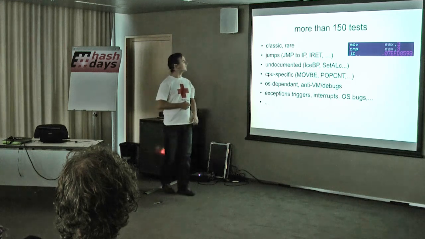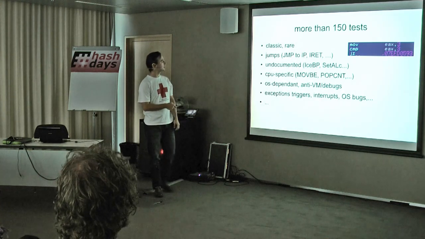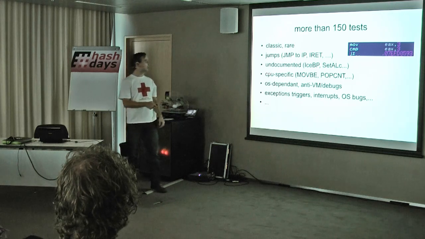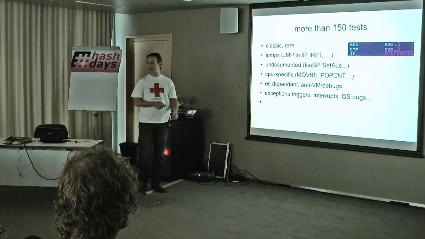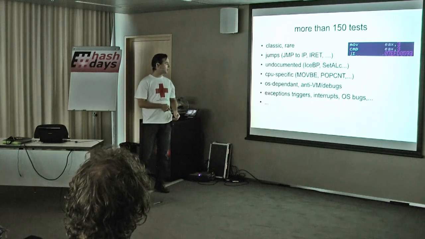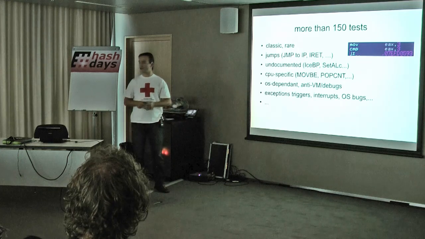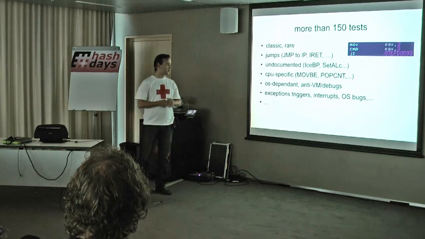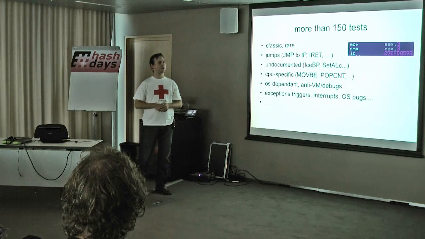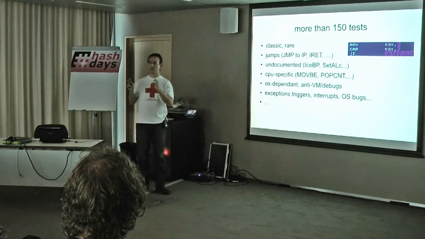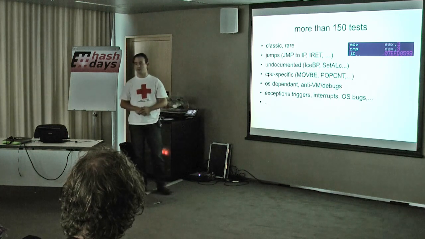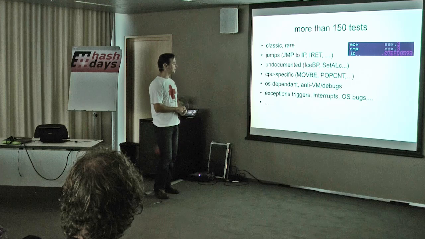Cost contains a lot of tests, classic and very trivial stuff, then a few more complex ones like jump to IP, IRET, undocumented opcodes, and CPU-specific ones like MOVBE, POPCNT, CRC32. There's also detection of the OS and VM by using common opcodes, like the blue pill, no, the red pill trick. Just execute SLDT, you get a value, and you compare it.